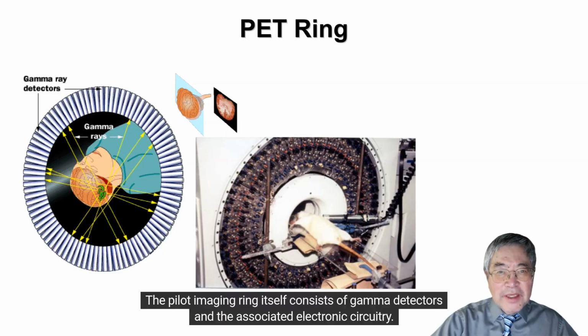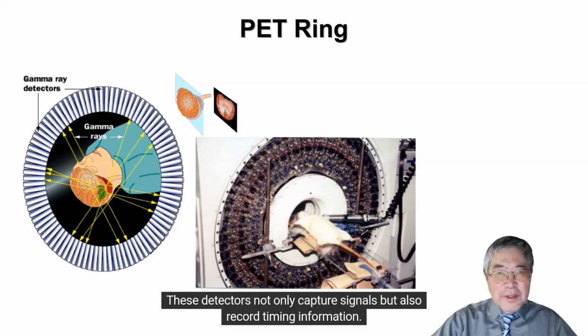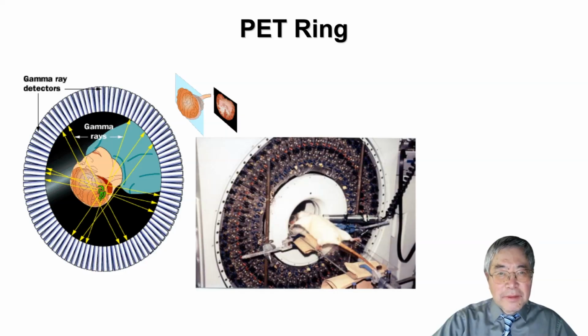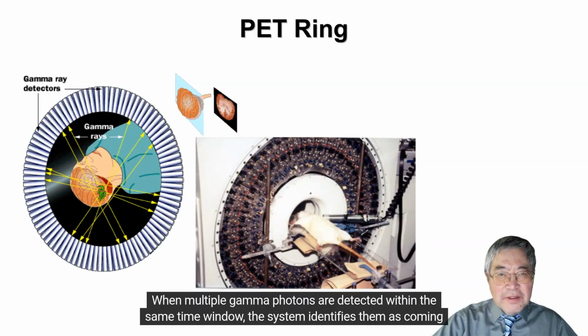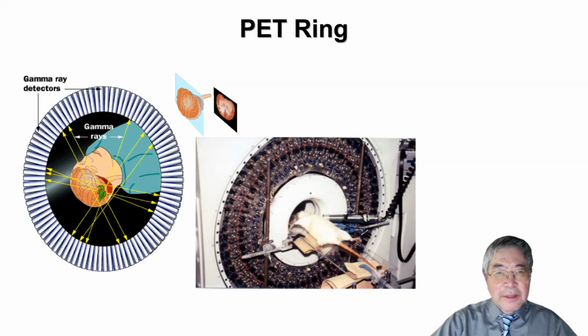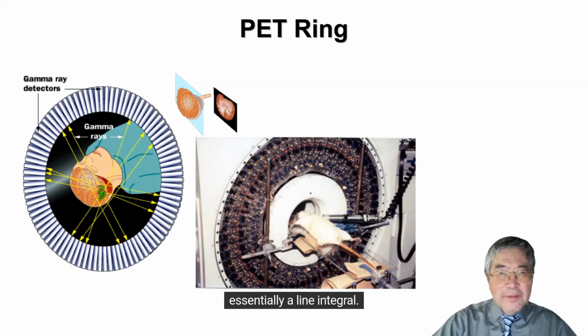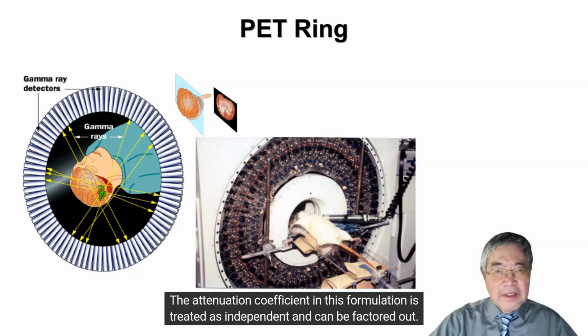The pilot imaging ring itself consists of gamma detectors and the associated electronic circuitry. These detectors not only capture signals but also record timing information. When multiple gamma photons are detected within the same time window, the system identifies them as coming from the same event and reports a coincidence along a line of response. In this way, the line of response corresponds to the radio tracer distribution along that line, which is essentially a line integral. The attenuation coefficient in this formulation is treated as independent and can be factored out.